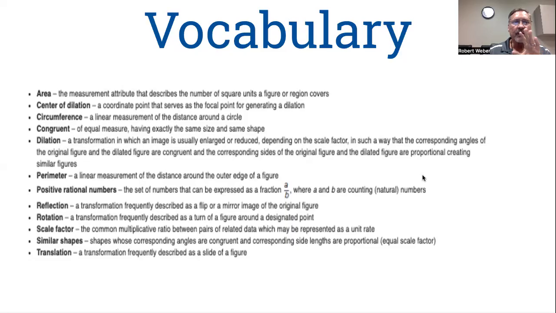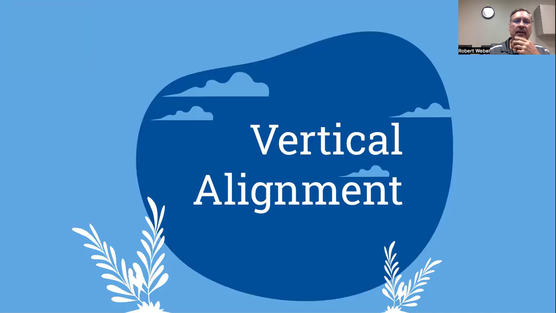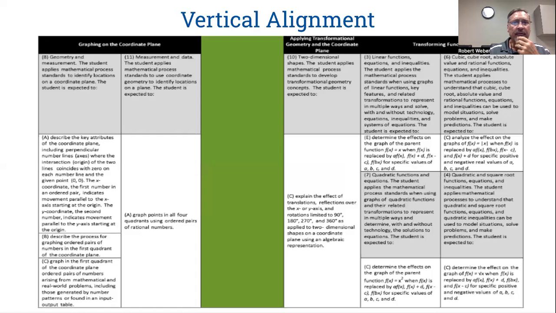Vocabulary, I'll let you read through that. You don't need me to take you through it. Common misconceptions, same situation. You can read through and see what kids make mistakes on. On the vertical alignment, 8.10C is heavily aligned. It goes all the way back to fifth grade, sixth grade has an alignment, seventh grade does not, but Algebra 1 and so forth. So you can see there's a pretty heavy correlation over the course of the years.